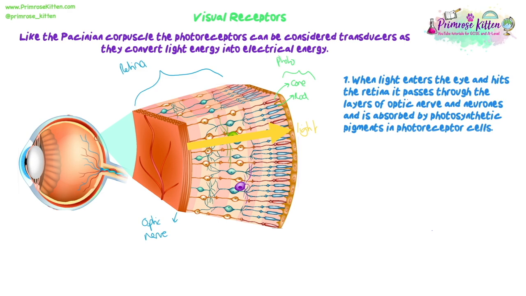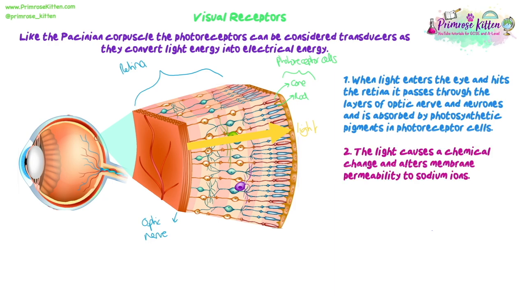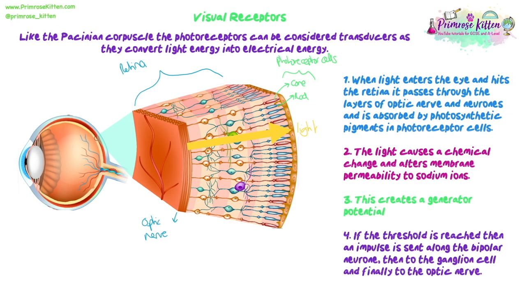So you see in this diagram, my cones are red and my rods are blue. These photoreceptors have a long cylindrical part at the end of those cells, and that's where the pigments are. The light, when it hits those pigments, causes a chemical change and alters membrane permeability to sodium ions. If that generator potential is high enough, if enough light hits the nerve cells, then we'll create the threshold potential, and then that impulse is going to be sent along the bipolar neuron and then to a ganglion cell and then to the optic nerve. So we've got our rods and our cones.